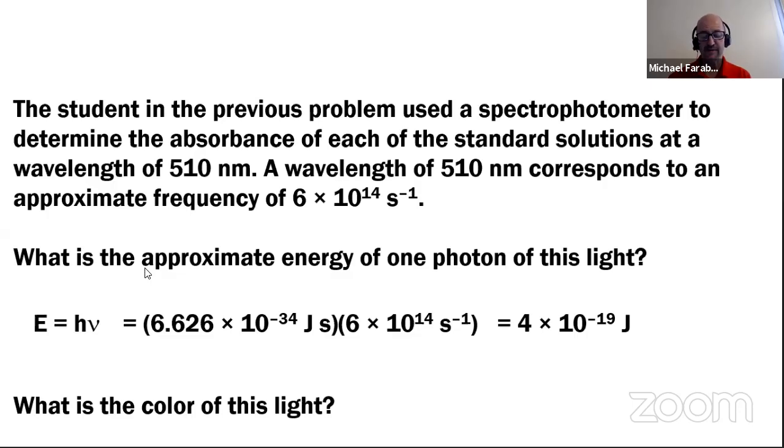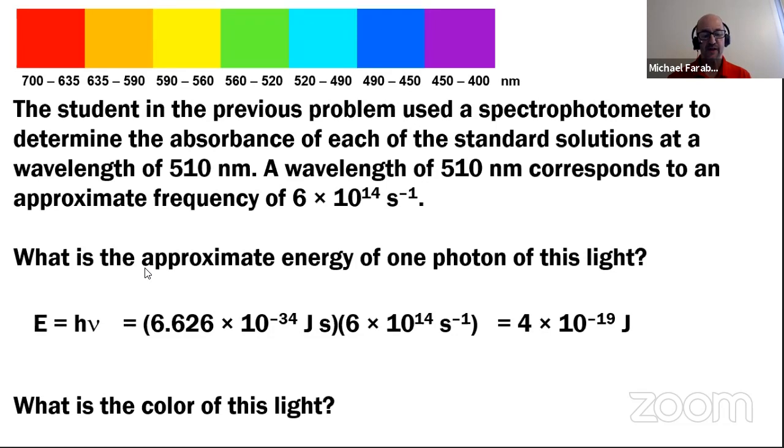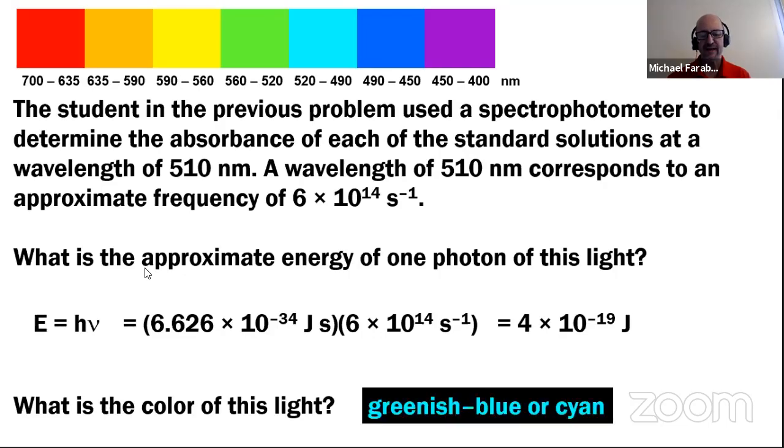Now for the color of the light, you would have to be given more information to determine whether this was red or orange or yellow or green or blue or purple. So I'm going to give you a chart that shows you the wavelength ranges for various colors of the visible light spectrum. As you can see, 700 would be the long end of the spectrum, the longer wavelength corresponding to red light. The short end of 400 to 450 nanometers is violet light. So 510 would fall somewhere between green and blue. So the color of that light would be sort of greenish blue or cyan.